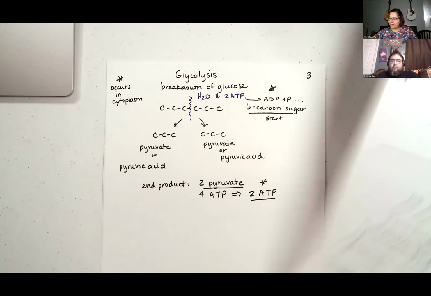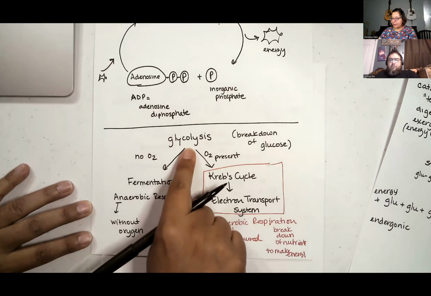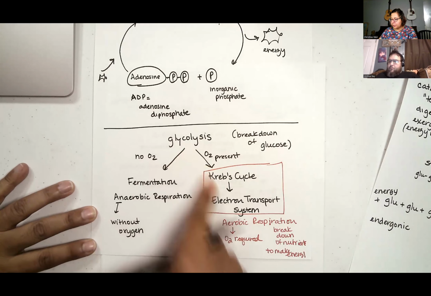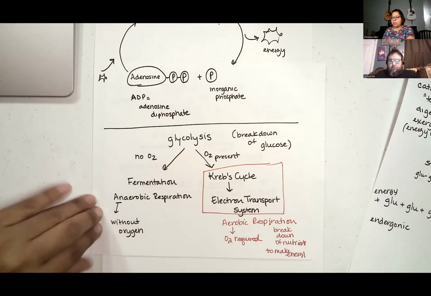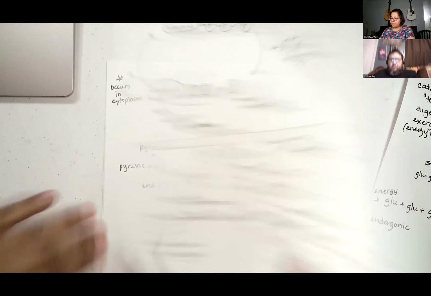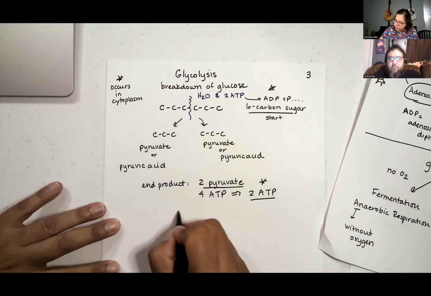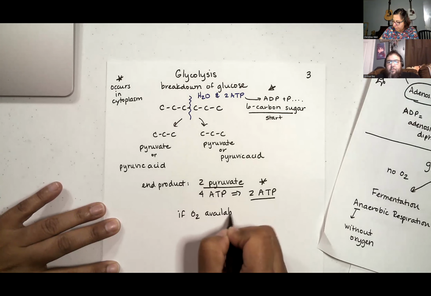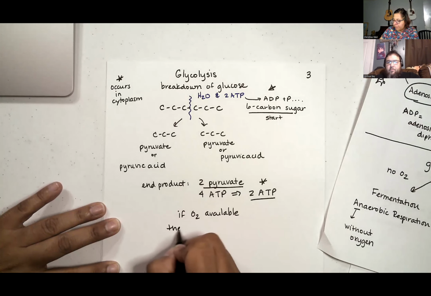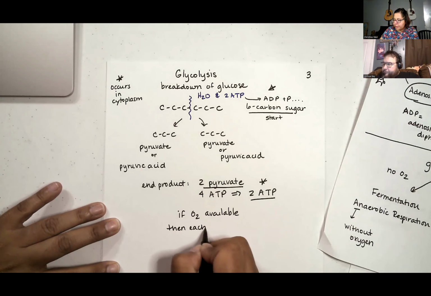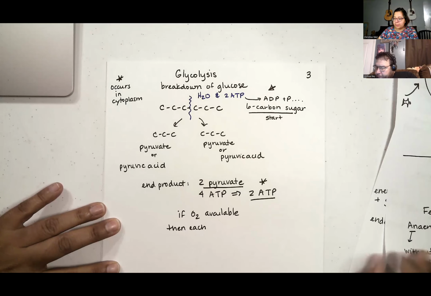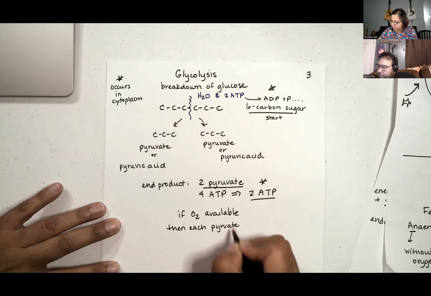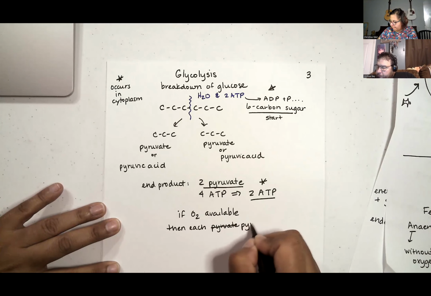As I mentioned a while ago, what happens after glycolysis depends on whether oxygen is available or not. Let's go this direction. We'll assume that oxygen is available. If oxygen is available, then each pyruvate will be broken down even further by the Krebs cycle.